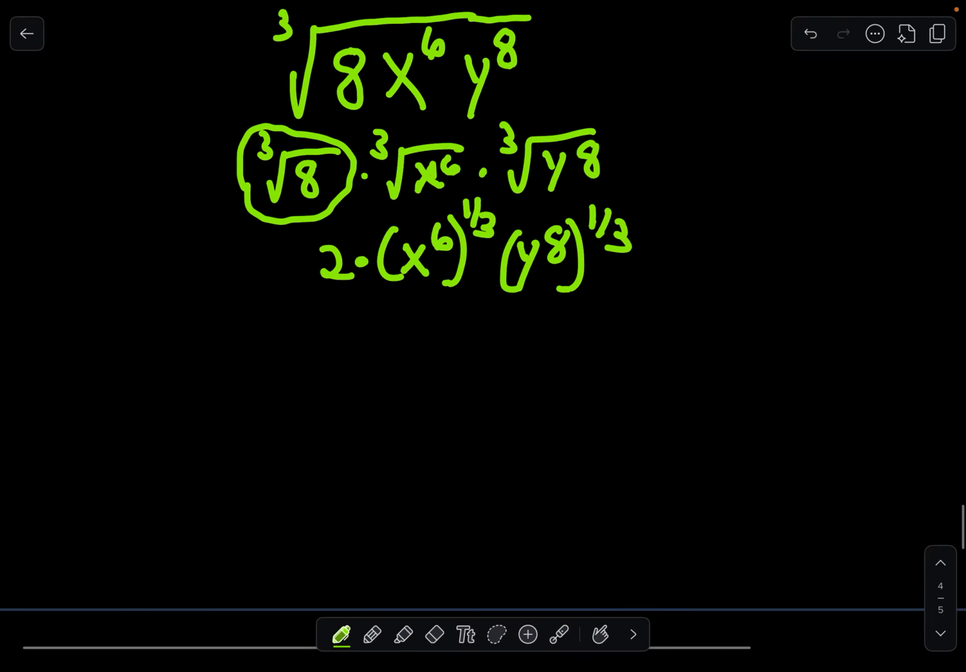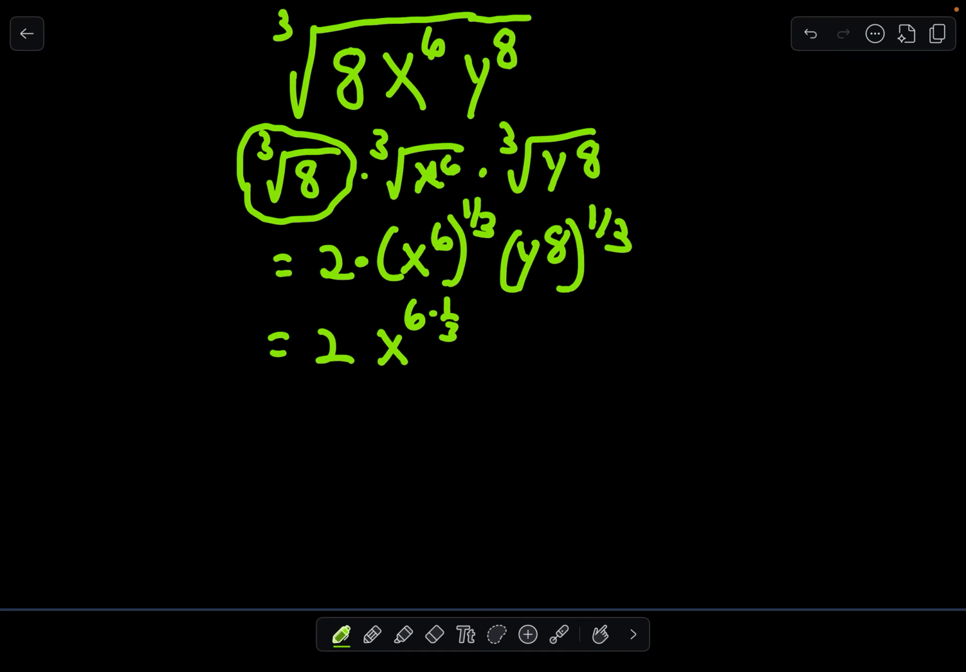Multiply the exponents. So we get x to the 6 times 1/3, y to the 8 times 1/3. All right? 6 times 1/3 is 2, so that goes in evenly. That's x squared. All right? 3 goes into 8 twice with a remainder of 2, right? Because, let's see, 3 twice is 6. Yeah, with a remainder of 2.